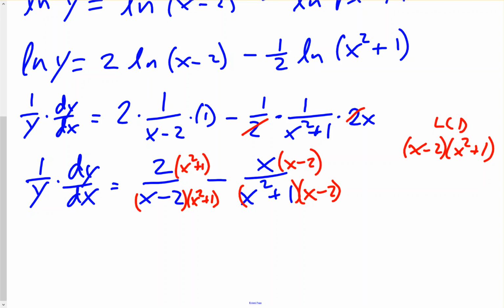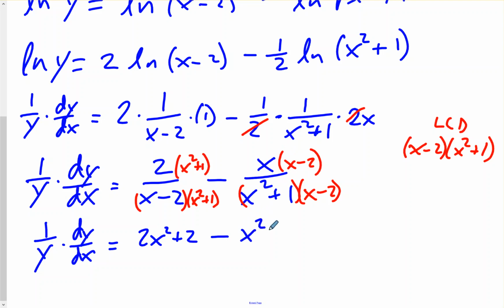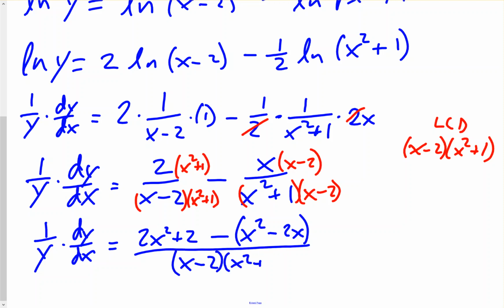Okay, so now let's simplify. I distribute the 2, so 2x squared plus 2, minus, distribute the x, so x squared minus 2x. Now you have the same denominator, (x minus 2) times (x squared plus 1).